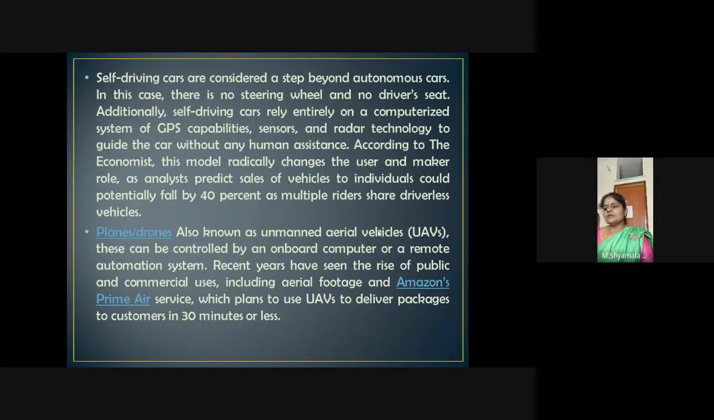Planes and drones, also known as unmanned aerial vehicles, can be controlled by an onboard computer or a remote automation system. In recent years we have seen the rise of public commercial uses, including aerial footage and Amazon Prime Air Service, which plans to use unmanned aerial vehicles to deliver packages to consumers in 30 minutes or less.